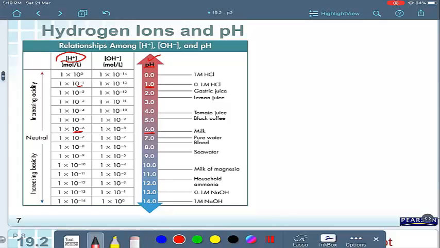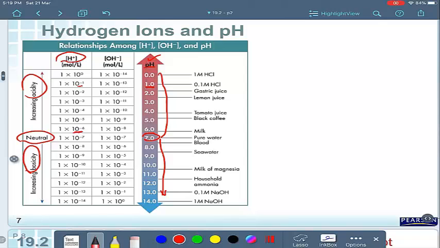If the pH is 0 up to 7, it means acidic. 7 is neutral. But if it's greater than 7, I'm talking about pH now, don't confuse between H+ ion concentration and pH. Here, pH greater than 7 up to 14 means it has basicity, or it's basic.